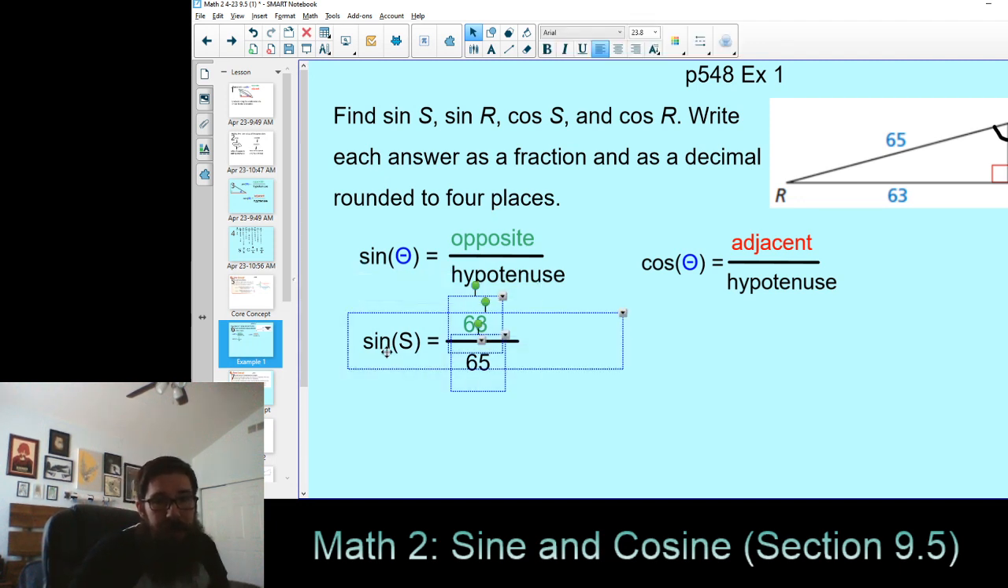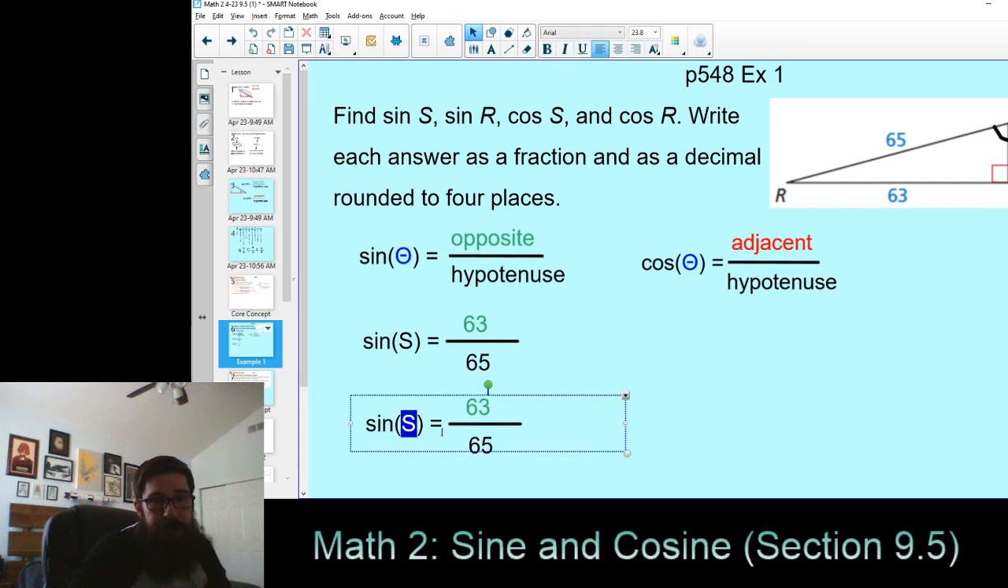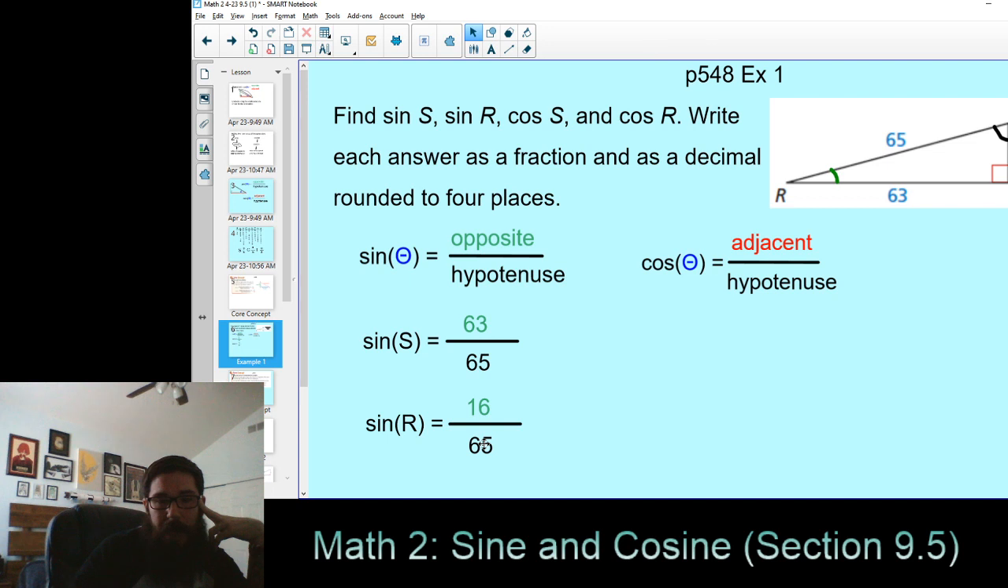What is sine of R going to be? I'm going to just copy all this down. Sine of R. Oops, I should capitalize that because it is an angle. Relative to where angle R is now, my opposite side has changed. My opposite side is now 16. So I'm going to change that 63 that I copied into a 16. That's my opposite side. My hypotenuse is still 65, so that's not going to change. Can't really reduce these too much either, right? 16, I can divide by 2, 4, 8, 16. I can't divide 65 by any of those, so it's done. Type into a calculator if you want to figure out those decimals. I'm not too worried about it.